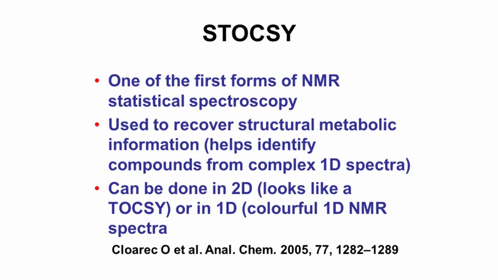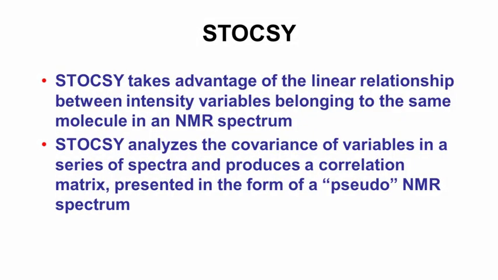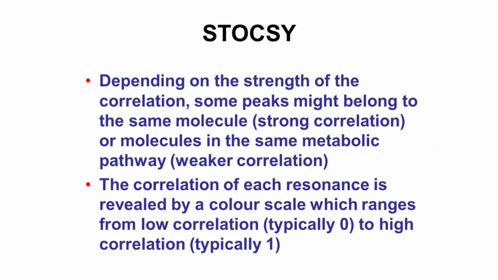You can plot out a STOCSY just like you would in a 2D TOCSY, or you can convert it to a 1D version, coloring it from red to orange to yellow to light blue to dark blue in a heat map. So in STOCSY, you're basically using the linear relationship between intensities that belong to the same molecule in an NMR spectrum. By looking at how those intensities covary with each other, whether they're peaks or bins or spectral points, you can create a correlation matrix. And that way you can present a pseudo or fake NMR spectrum that shows those correlations.